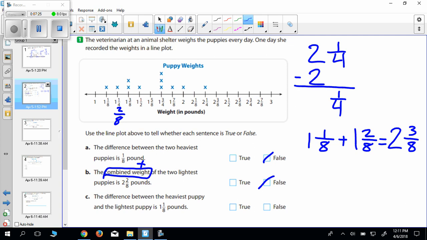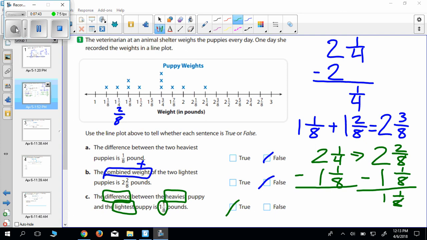Now, we're looking at C. It says the difference between the heaviest puppy and the lightest puppy is 1 1/8 pounds. I want you guys to try this one. So go ahead and do that, pause the video, and then come back when you're ready.